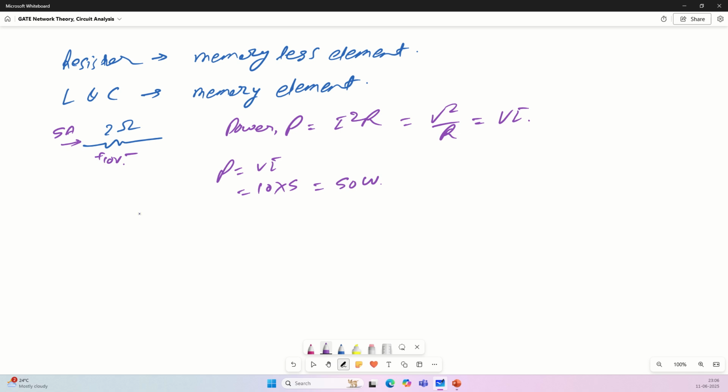Now I will tell that this particular resistor is absorbing energy, 50 watt absorbing. Now can I tell that this resistor is absorbing 50 watt of power? It means actually negative of 50 watt of delivering.